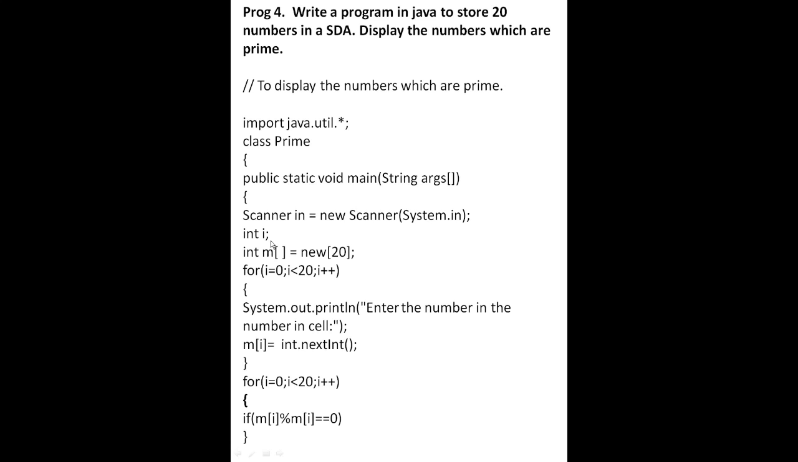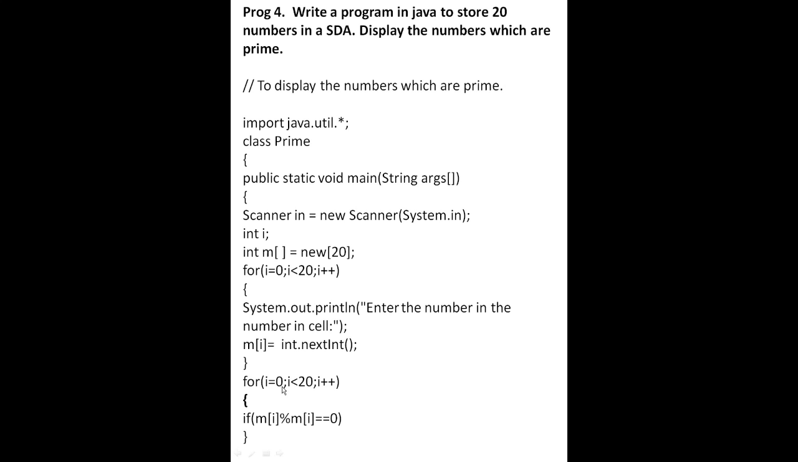int i, because only one loop is going in this program. Now int m is equal to new, 20 numbers are here. By mistake I have not written int. int mi is equal to new int 20. I have not written int here, sorry. You will correct this statement. int m is equal to new int 20. Now for i started 0 and i less than 20, i plus plus. Curly bracket start. Now we will enter the number in the cell. Then we will write the data type of that number which we have entered. Now curly bracket close for this statement.